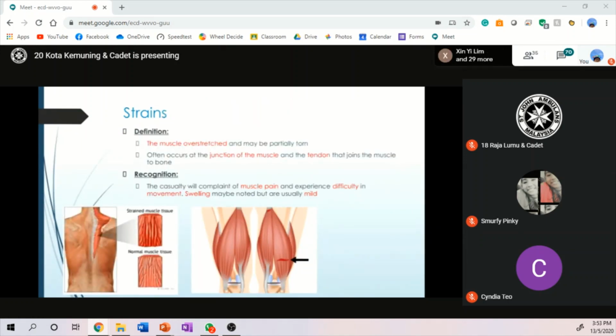Any question? Okay, good. And then strains. Strains is when your muscle is overstretched. It also can cause muscle pain.